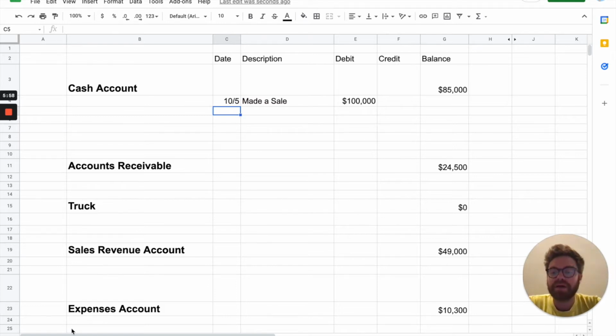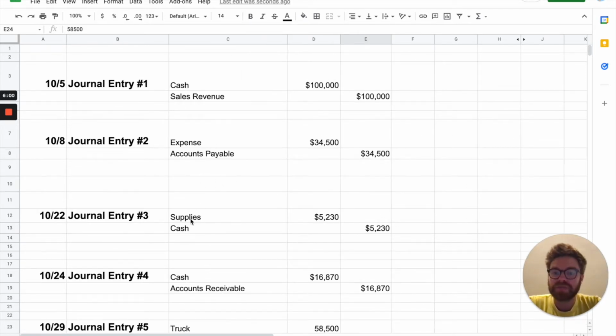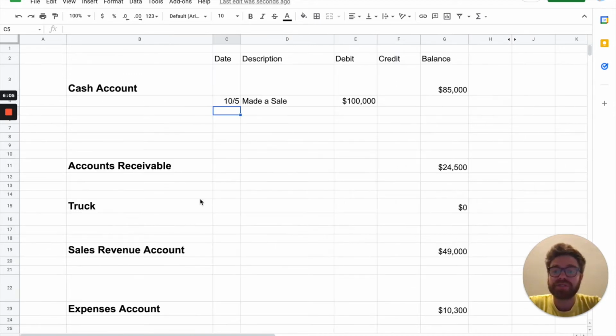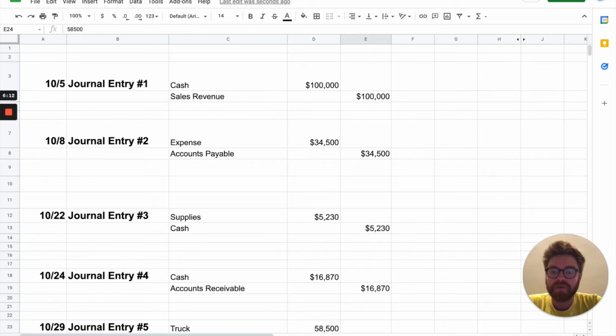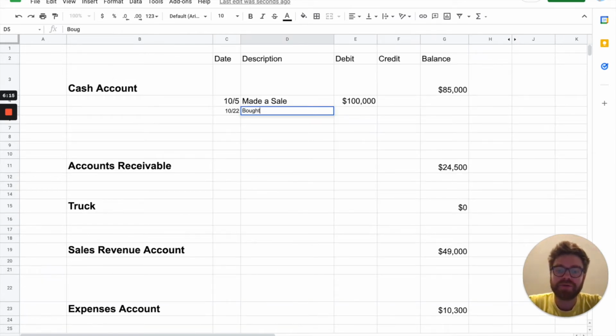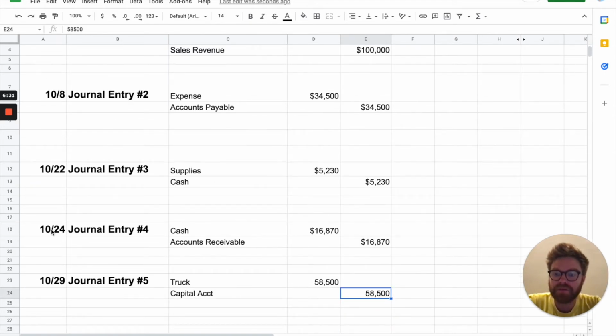Okay, the next transaction that took place here, if you scroll down, right here on the 22nd, cash went down by $52.30. So we're just going to stick with cash here. So on 10/22, we bought some supplies. So we just put in the description, bought supplies. And actually it goes down here by $52.30. So negative $52.30.